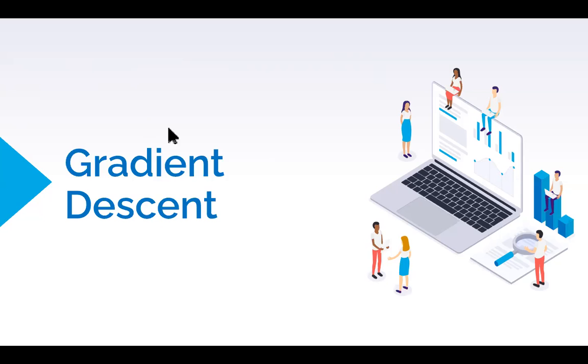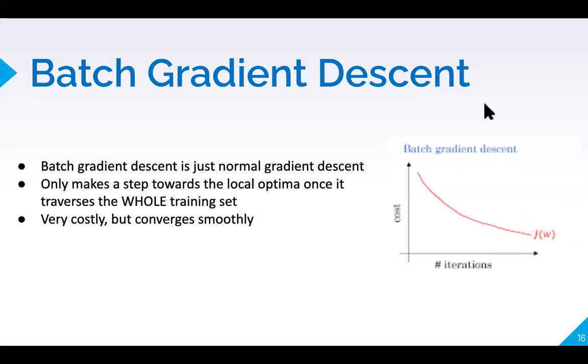Most of you probably already learned about gradient descent in the previous sessions. So I'm going to explain that there are three different types of gradient descent and the use cases for each of them, like when you should use each of them. The first is called batch gradient descent, and this is what you have been using, I believe. Batch gradient descent is when you go over the whole training set and only make a step in the right direction once you do that.